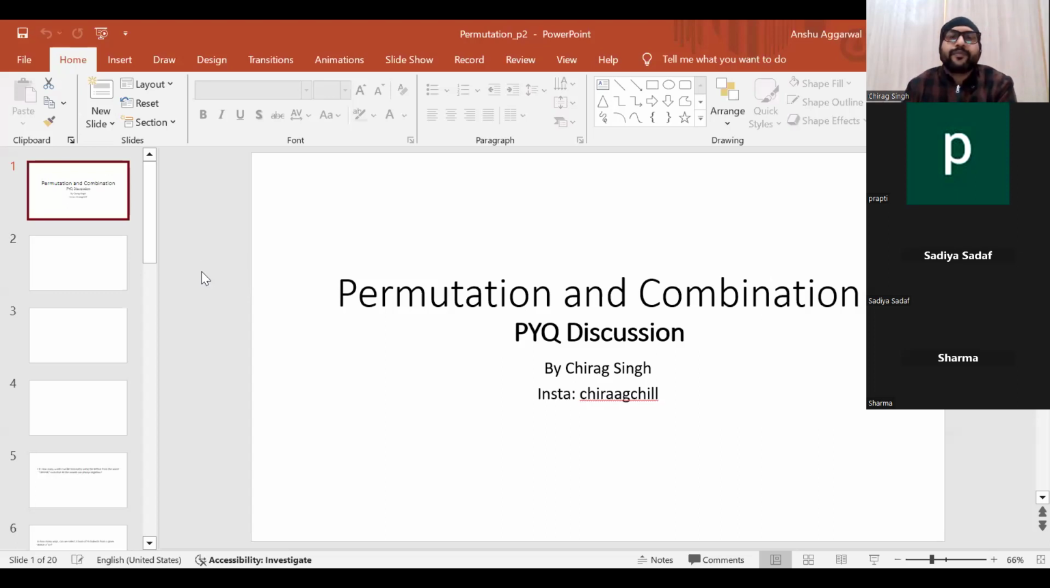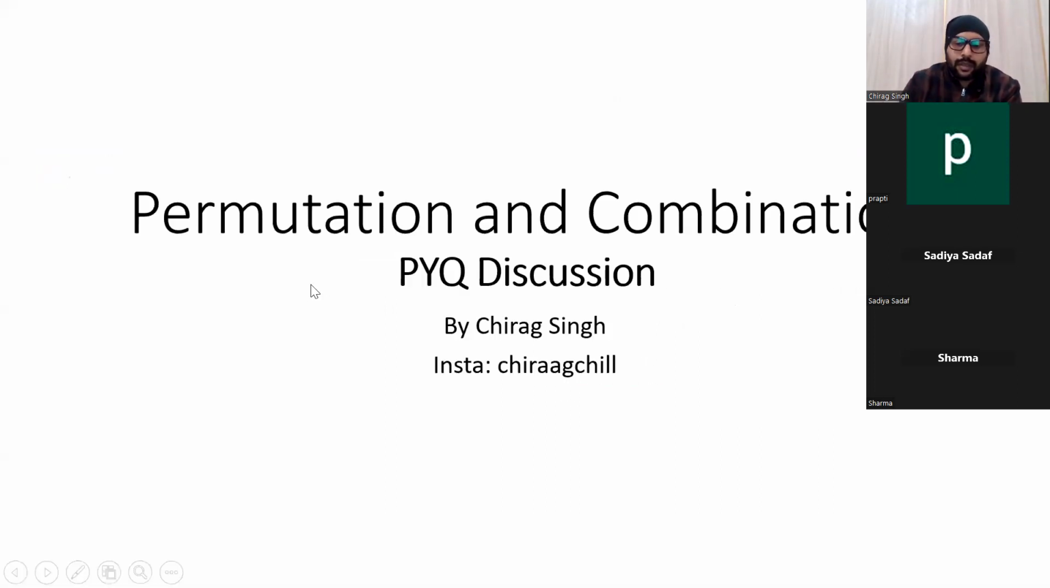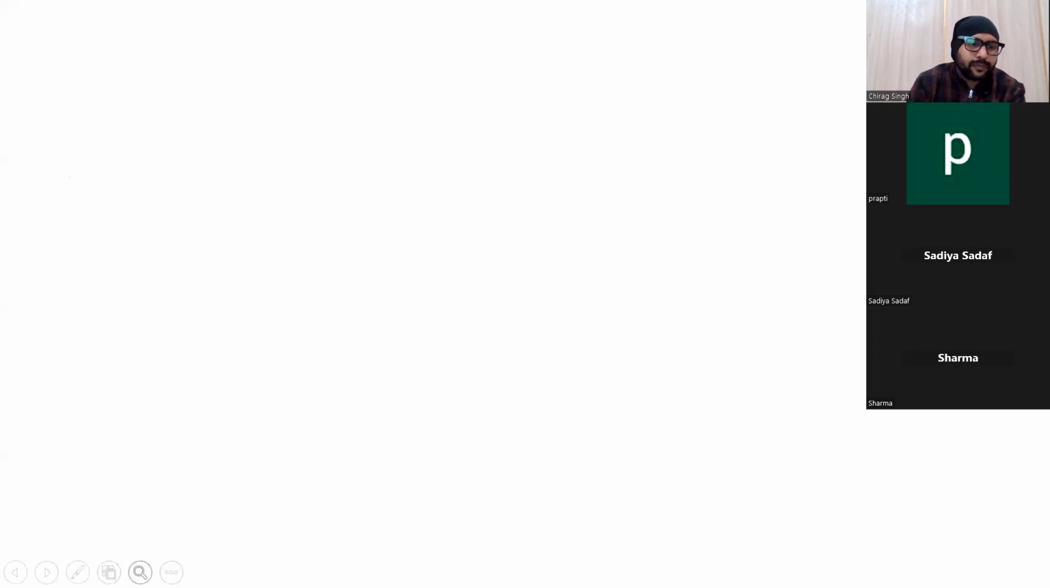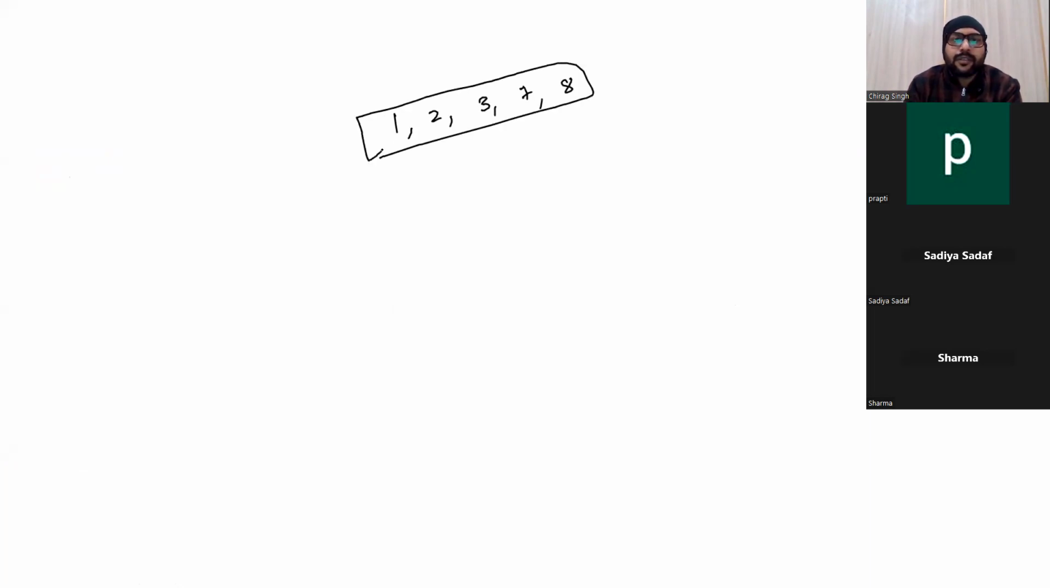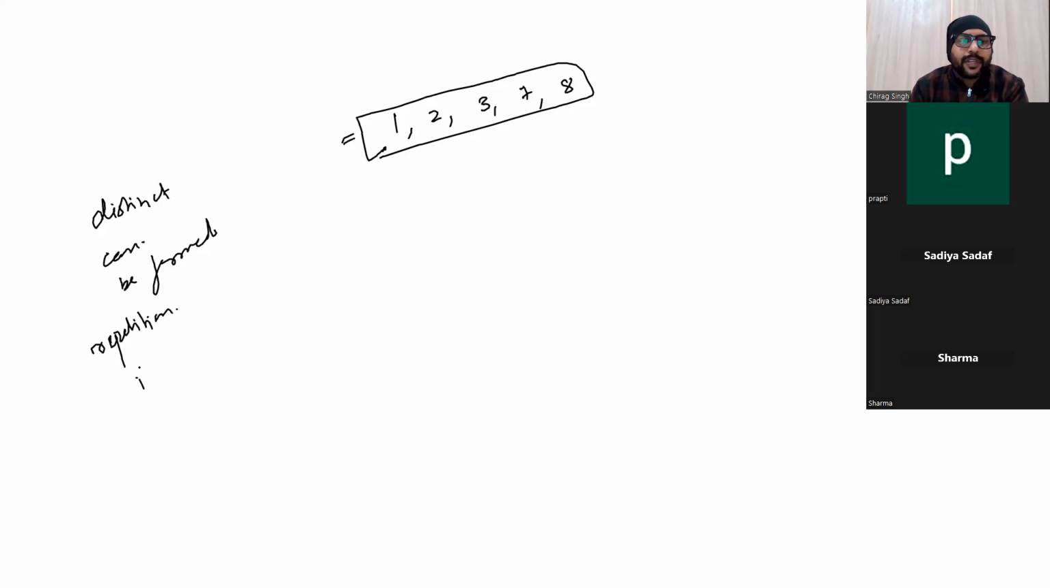Let's say I have been given the following digits: 1, 2, 3, 7, and 8. Okay, I have these five digits, and we have to find how many unique numbers, or distinct numbers, can be formed using these five digits. And the case is repetition is not allowed.